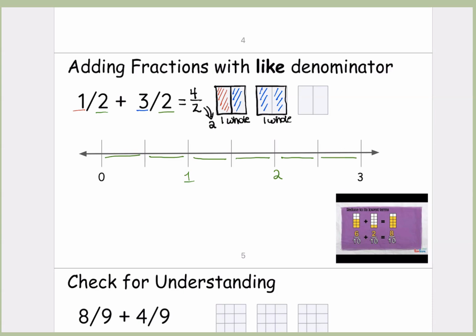Now, as we began, we started with 1 out of 2 sections, and then we added to that 1, 2, 3 out of 2 sections. So once we combine those together, we see that that gives us the same answer we came up with before. We can either call that 4 over 2, which we usually don't do. We usually simplify that down to 2 wholes.